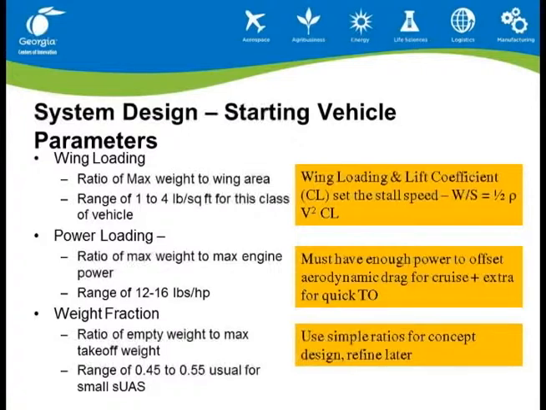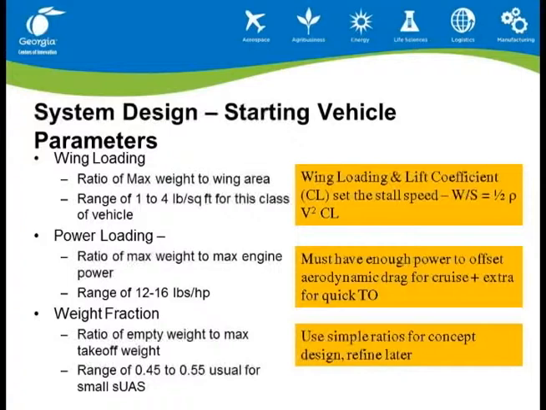So if in your quick analysis you start getting loadings of 10, 15, 20 or anything like that, you know right off the bat you're out of range. You should be in this 1 to 4 range or somewhere around in there. Power loading, that's the ratio of the max weight of the vehicle to the max engine power. You must have enough power to offset the aerodynamic drag of the vehicle for cruise, plus extra power for that quick takeoff. Remember, you have to get off the ground and up to 50 feet altitude and 300 feet. For this kind of vehicle, the range is anywhere from 12 to 16 pounds per horsepower.